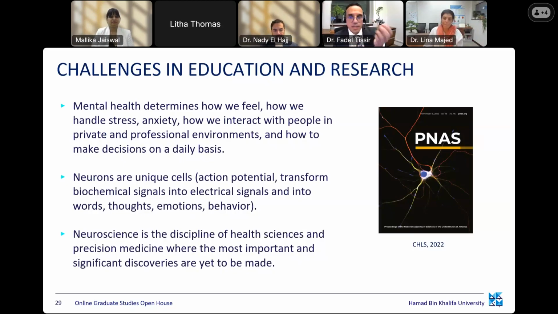Nerve cells, which elicit our behavior, are fascinating and unique cells in that they are the only ones in our organism that can generate an action potential and transform biochemical signals into electrical signals. And we know how they do that, but we have no clue as to how they transform those signals into words, into thoughts, emotions, and behaviors.